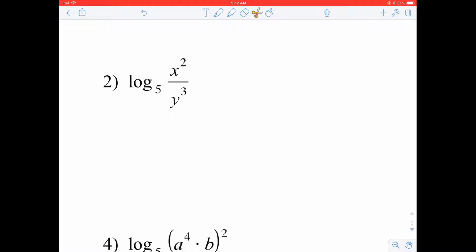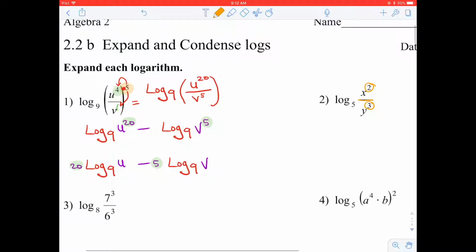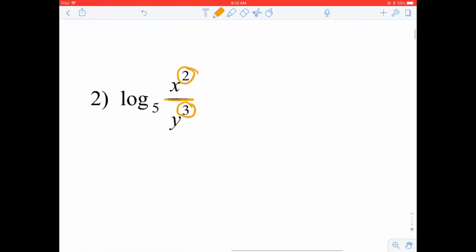All right, if we look at number 2, we see 2 operations. First, I have the division, which will mean subtract. And then I also have these exponents. So the first thing that I'm going to do, now that I don't have a power to a power, I don't have to distribute anything, is I can just break these into two separate pieces for subtract. So we're just going to rewrite this.